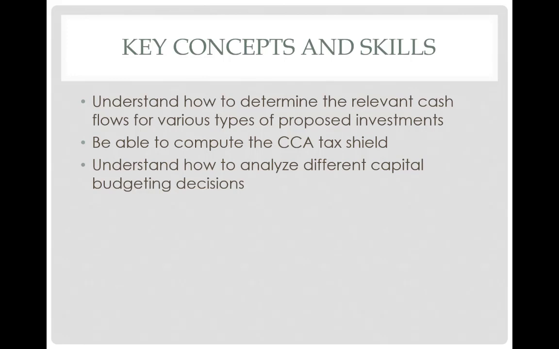You should be able to compute what's called the CCA, or Capital Cost Allowance Tax Shield. Keep in mind that has changed in recent years. In the past, there was something called the half-year rule, and now we're using 1.5 times. So there are two different types of CCA rules that you have to be aware of, and then understand how to analyze different capital budgeting decisions.